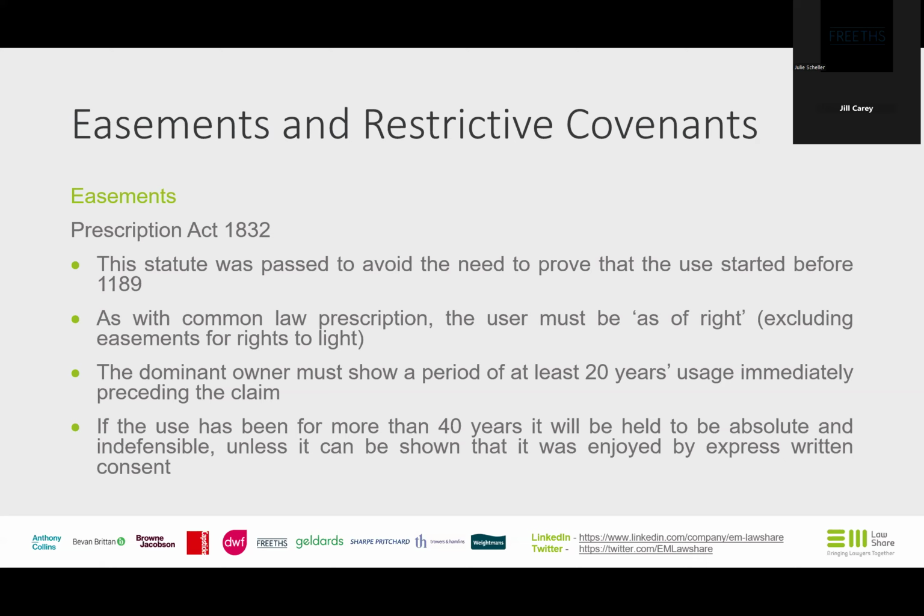So if you can meet the criteria under the statute, then again, as with common law, the user must be as of right, excluding rights to light. You must be able to show at least 20 years usage immediately preceding your claim. But if you can prove more than 40 years, it will be indefeasible unless it can be defeated by an express written consent. So it's easier than the common law because of the date. But other than that, it is a fairly narrow way to acquire an easement. But it can be useful in certain circumstances, especially where your claim is fresh and is immediate.